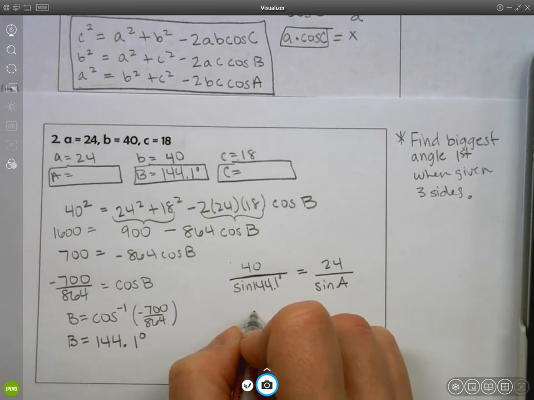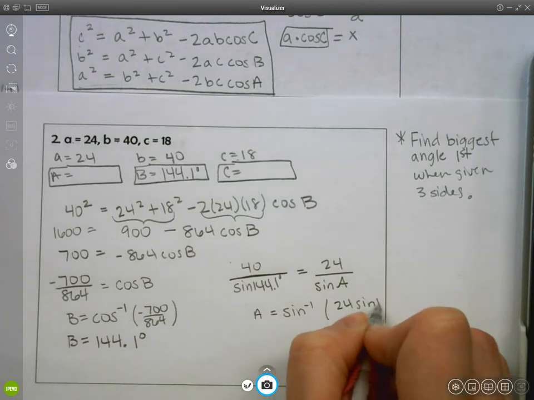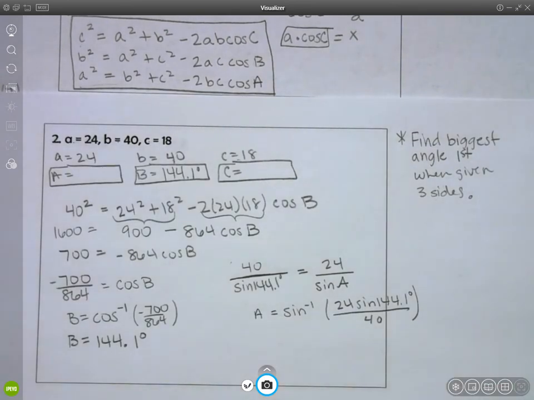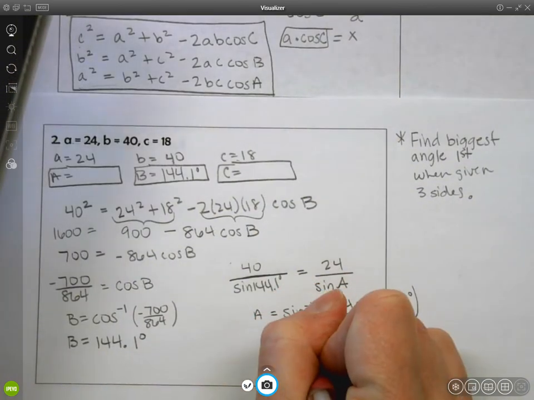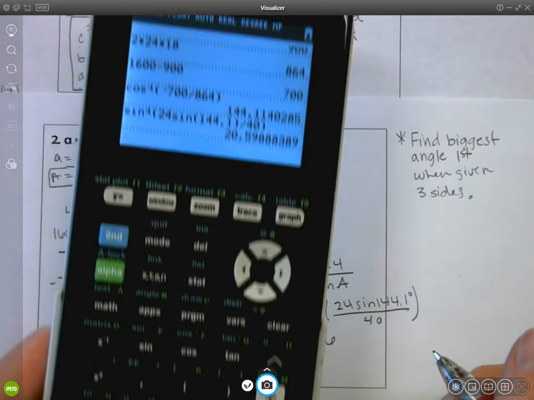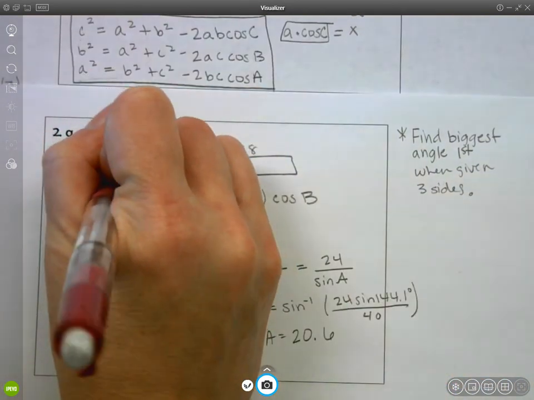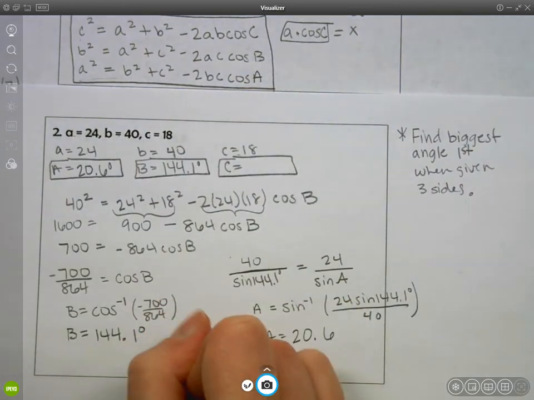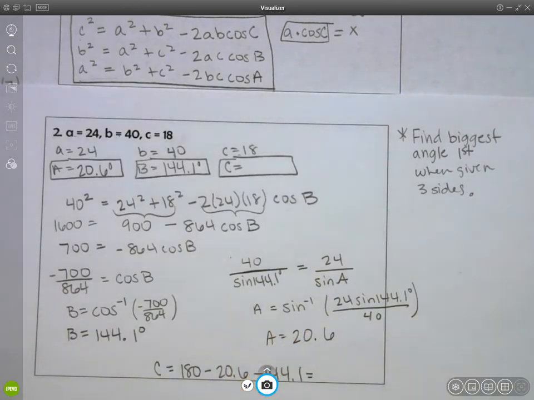All right, so we can say that A is equal to inverse sine, and then you cross multiply and divide. All right, so inverse sine 24 sine 144.1, close parenthesis, divide by 40, gives me 20.6. So let's put this in the calculator. Gives me 20.6. All right, and then again to find C, we can just do 180 minus 20.6 minus 144.1.